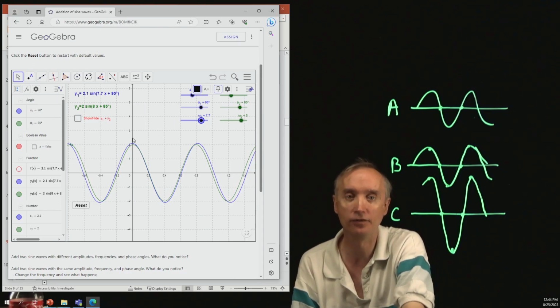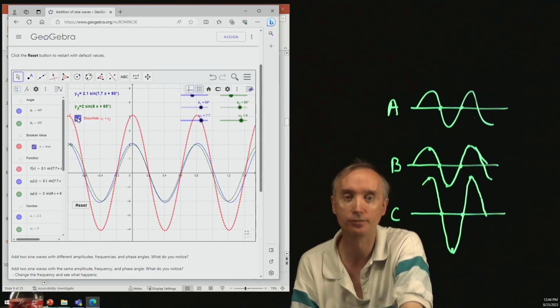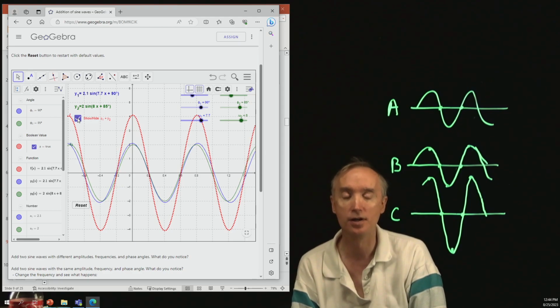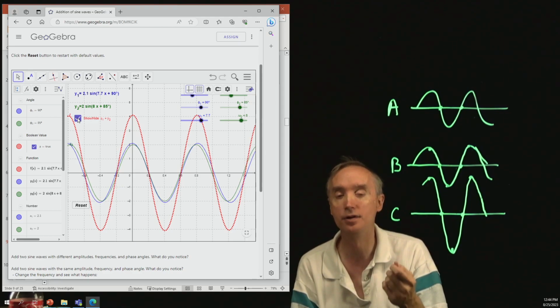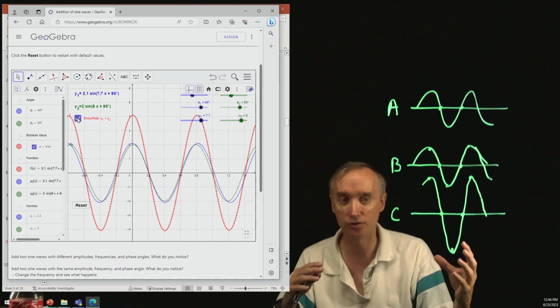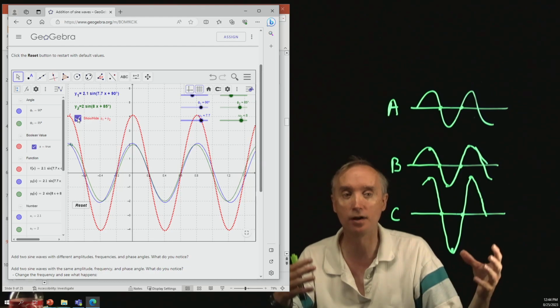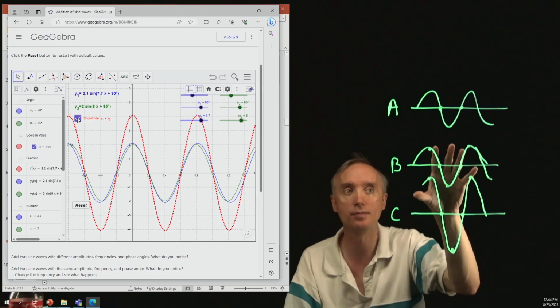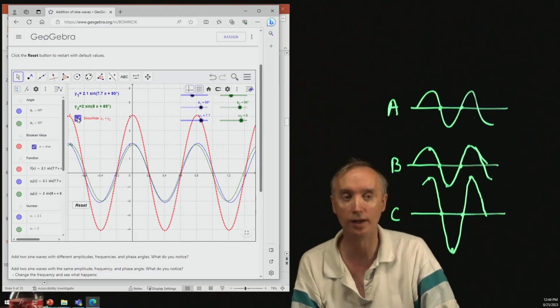And so let's just verify that. Click on the red one, and then you get that. So that's going to be called constructive interference. In constructive interference, two identical waves are going to go together so that they make an extra tall wave.